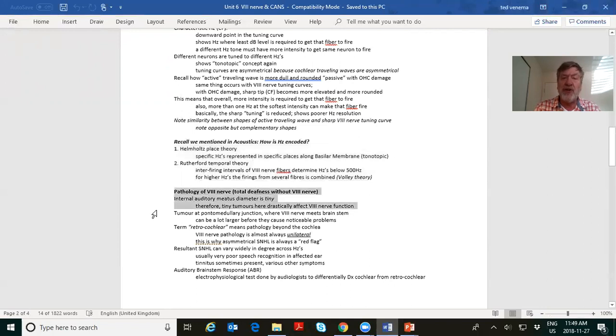Anyway, pathology of the eighth nerve. Don't freak about this too much because you will learn more about this in disorders this coming summer in 125.